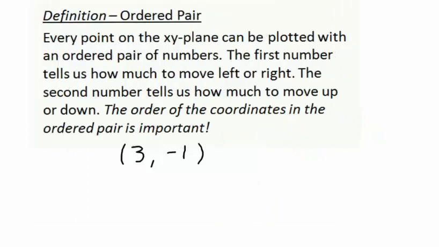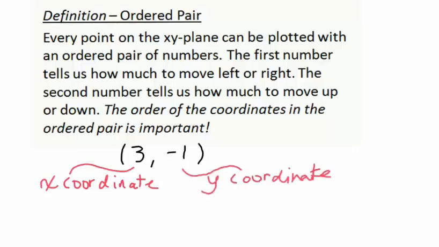Every point on the xy plane can be plotted with what we call an ordered pair of numbers. So I've put an ordered pair down here, 3, comma, minus 1. Now each number tells us a little bit of information. The first number, which is usually called the x-coordinate, tells us how much we move to the left or right on the x-axis. The second number, which is usually called the y-coordinate, tells us how much we move up or down on the y-axis.